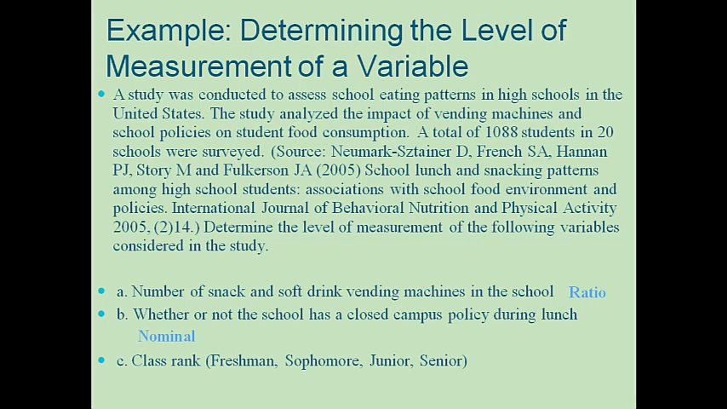The next variable is class rank: freshman, sophomore, junior, or senior. We're naming them, but we can also put them in a ranking order. So this would be ordinal level. And the last variable is the number of days per week a student eats school lunch. Again, this would be ratio, since we can take ratios of the values and they make sense, but also a value of 0 in this case would mean that there were 0 days that they ate lunch. So it is an absence of the variable.